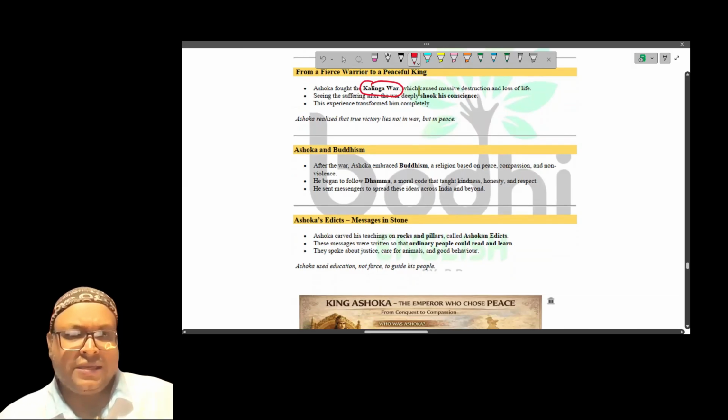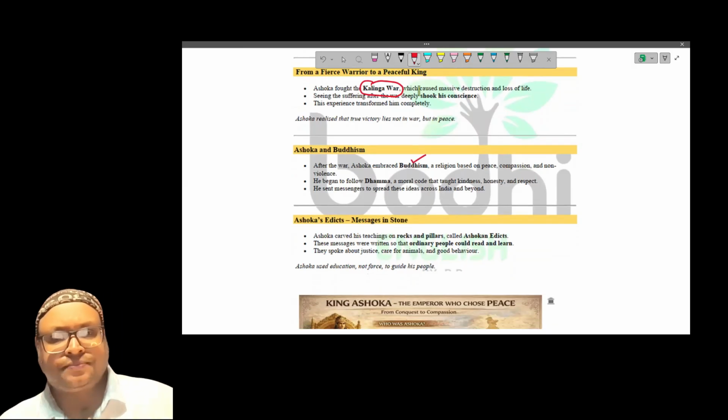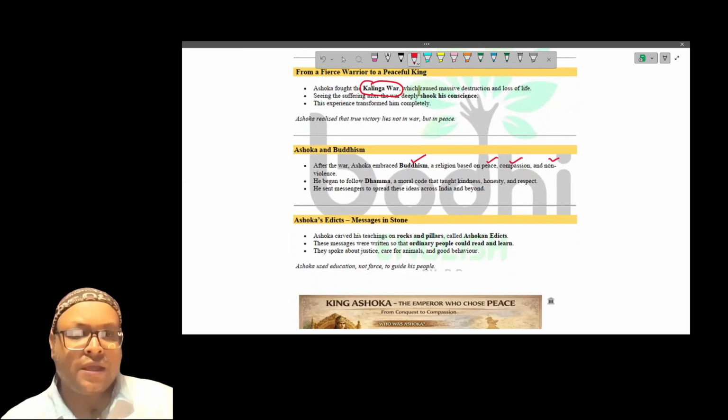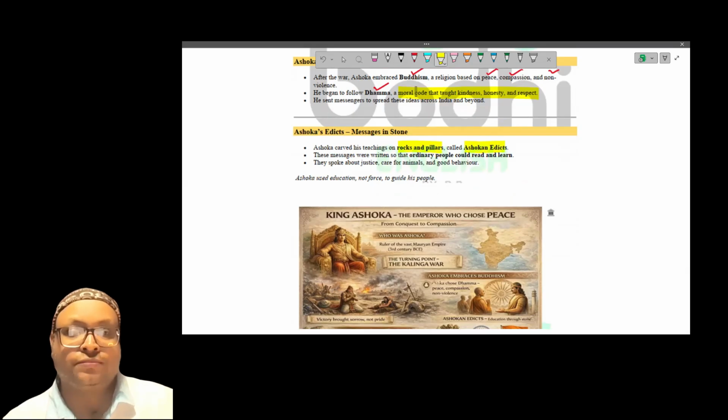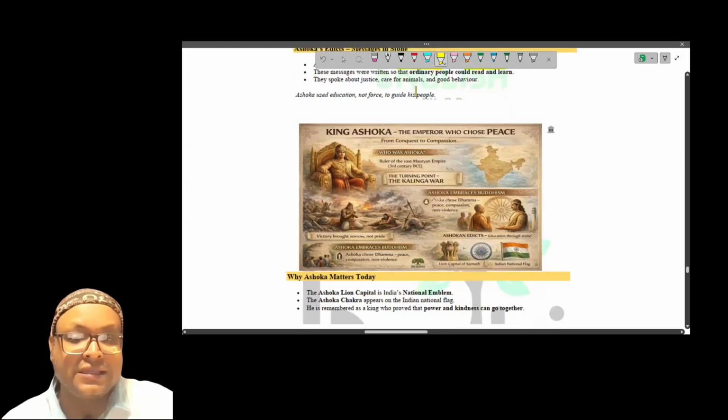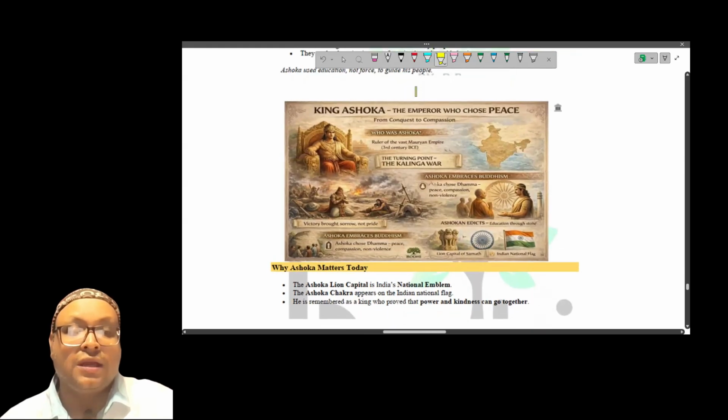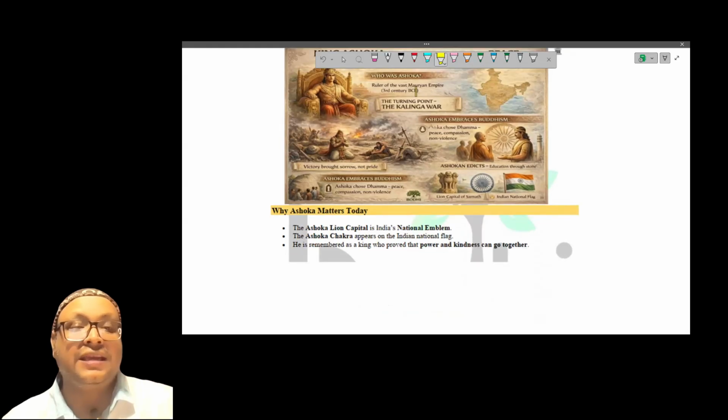Now, Ashoka, it is said, embraced Buddhism to spread peace, compassion, and non-violence. He began to follow Dhamma. What is Dhamma? In Buddhism, Dhamma is a moral code that taught kindness, honesty, and respect. Anyway, Ashoka's messages are there in the tablets, rocks, pillars, Ashoka's edicts, and people got to know about him from them. There's an image also I created.